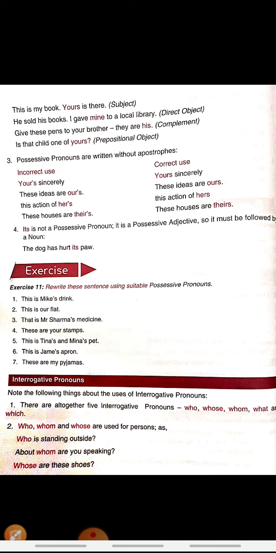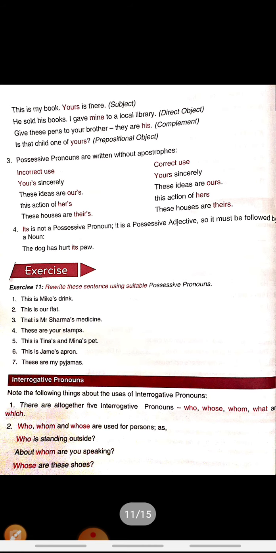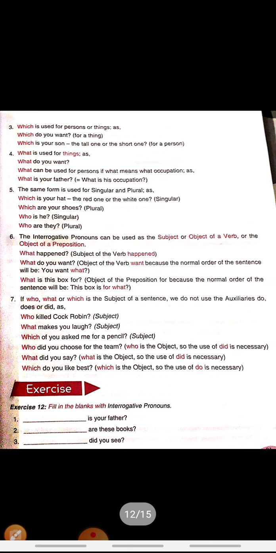Who, whom, and whose are used for persons. Who is standing outside, about whom are you speaking, whose are these shoes. Okay, which, as I told you, is to ask questions about persons or things. What is also for things, the same. If you read the example, it will be more clear to you. Now coming to the sixth point, interrogative pronouns are also used as the subject of the verb, object of the verb, or object of a preposition.